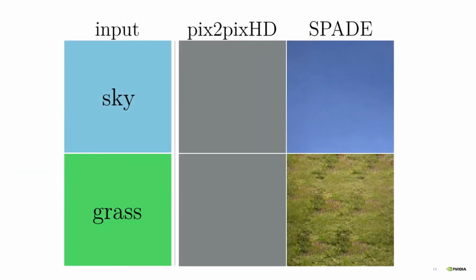So P2P-HD uses batch norm. When you input purely sky, it gives you great outputs, similar to input glass. But with SPADE, you have maps corresponding to the input. You have the sky texture, glass texture.